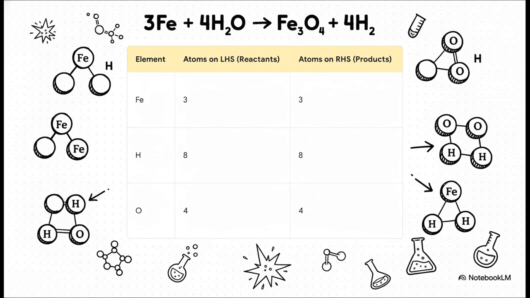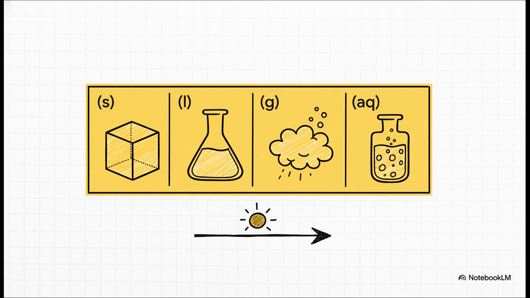And you can see from the table, we now have 3 iron atoms on both sides, 8 hydrogen atoms on both sides, and 4 oxygen atoms on both sides. Now it's perfectly balanced. Now, if you want to write a perfect equation and get full marks, there's one more little thing you can do.